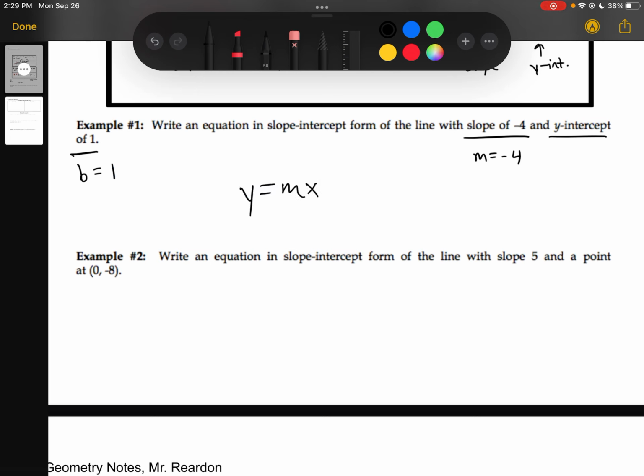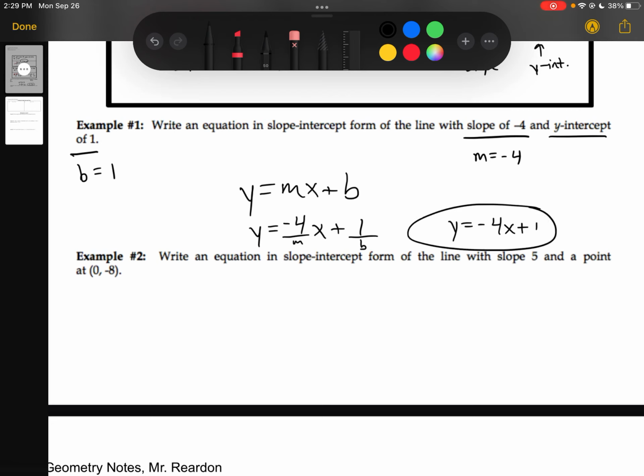So in our slope-intercept form, y equals mx plus b, we can plug in for m, and we can plug in for b. So our m is -4, and our b is 1. So our final answer for slope-intercept form is y equals -4x plus 1. And that's what we got.